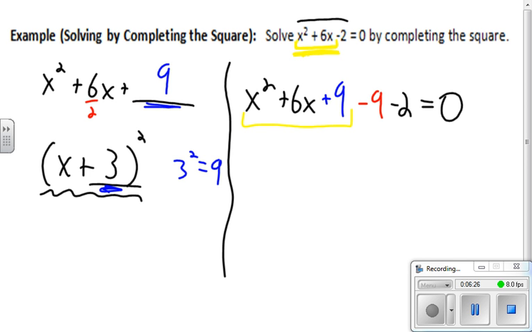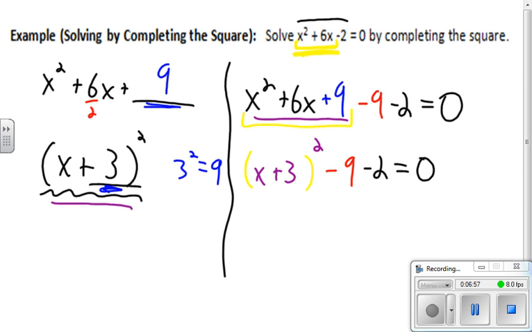So this is how we complete the square, or at least solve by completing the square. Now, from here, that's the same as x plus 3 squared, remember? So we literally just put it back into that form. X plus 3 squared. That was just that piece. We still have our minus 9 and our minus 2 on the outside, and the whole thing still equals 0. From here, we just combine some like terms, so we get x plus 3 squared minus 11 equals 0.